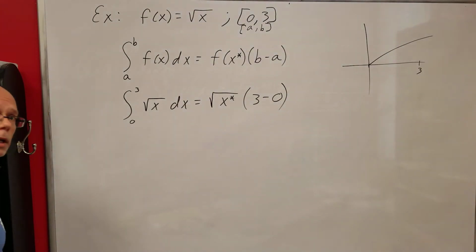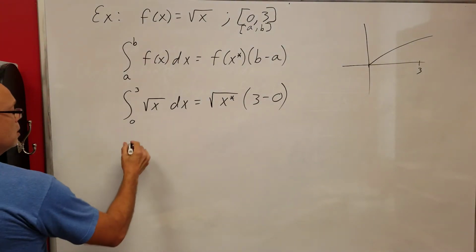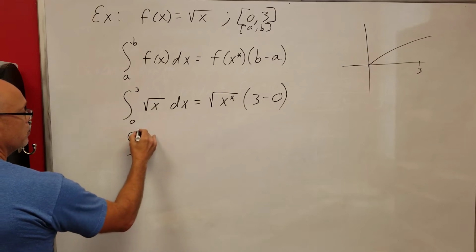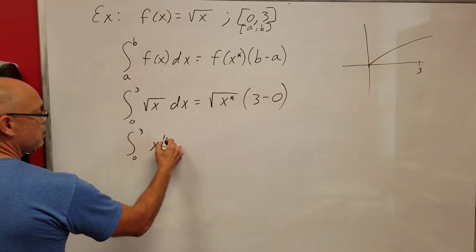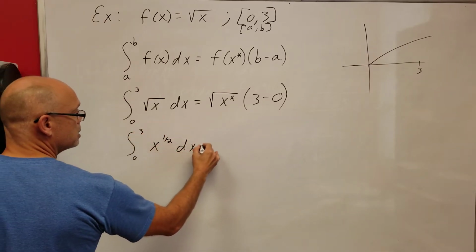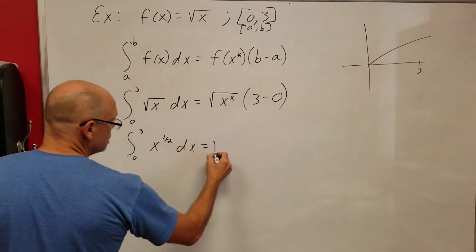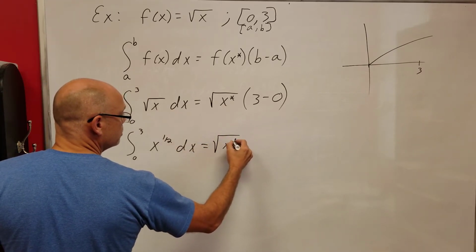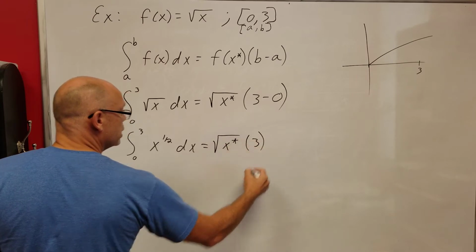So let's see how we do this. Well, let's do a rewrite. Let's call that the integral from 0 to 3 of x to the 1/2 dx is equal to the square root of x star times 3, right?